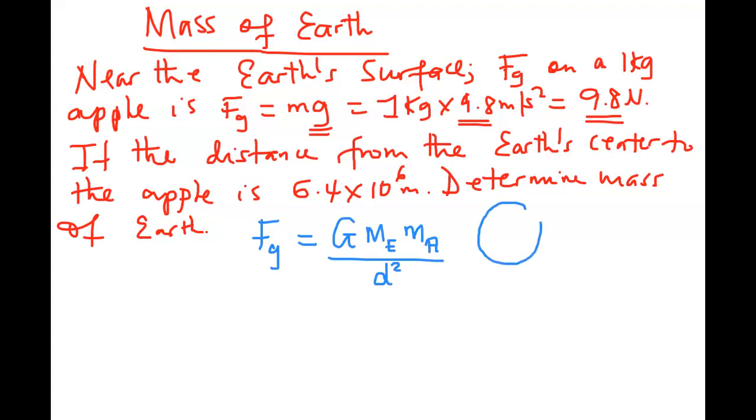So if this is the Earth and the apple, the distance is from here to there. So it's about the radius of the Earth. The apple is just like a dot because it's so small compared to the size of the Earth. So the distance is basically the radius of the Earth, which is given in the problem.